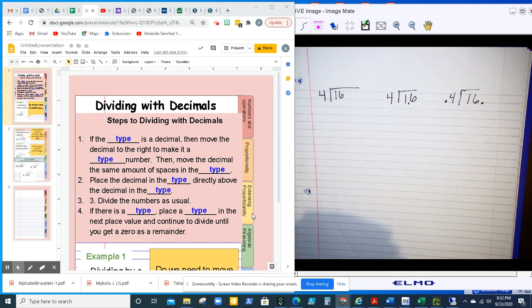Hi everybody, this is Mrs. Sanchez. Today we are going to practice dividing with decimals. Yesterday was multiplying with decimals, so dividing with decimals today.